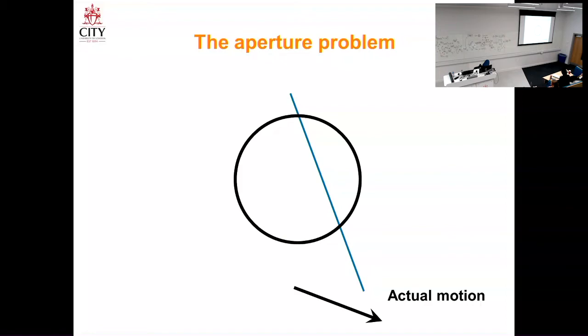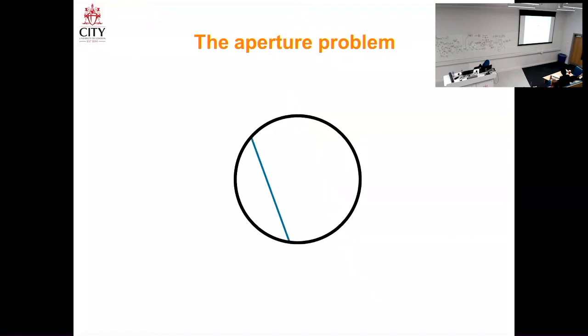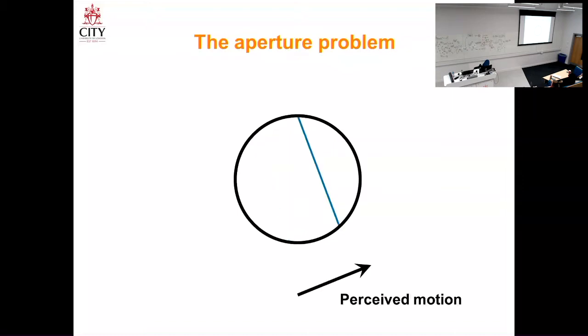But if you only look in the circle, okay, so this is the same example, I'm just removing everything outside of the circle. Now which way is it going? Up. So we're perceiving it as going up and to the right, even though the object actually is going down and to the right. So the aperture problem can be a little tricky.